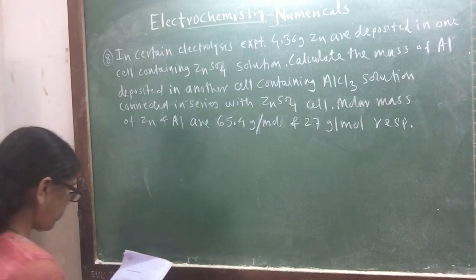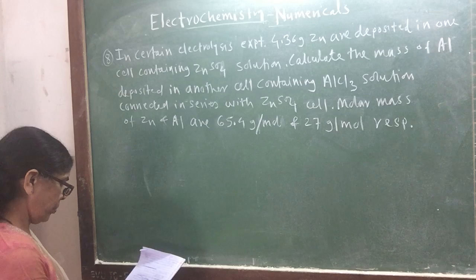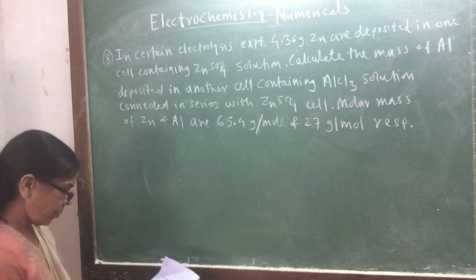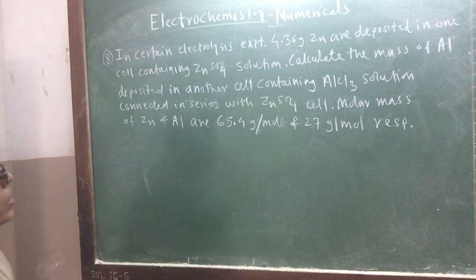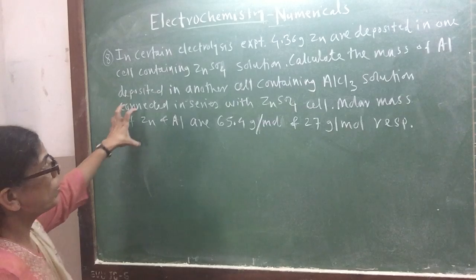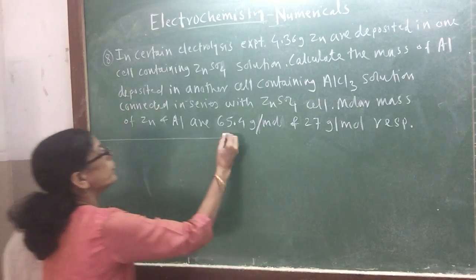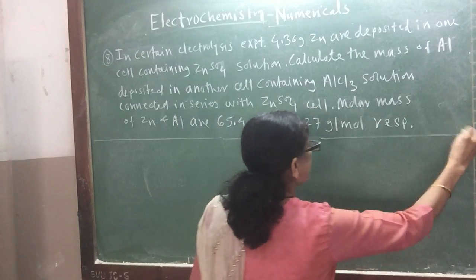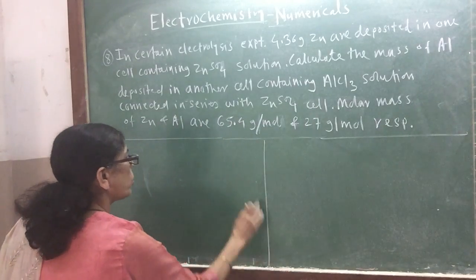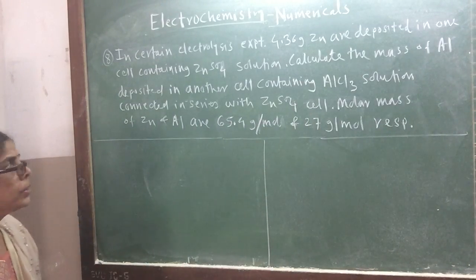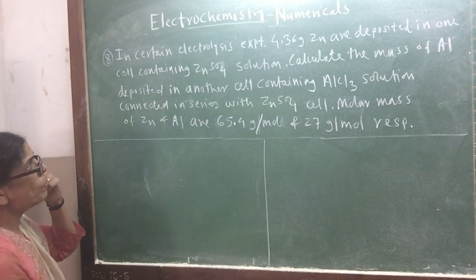See, the same quantity of electricity is passed. Okay, in both the cells the same quantity of electricity is passed. Now see, the theoretical part we have already seen. We will just revise whatever is required for this problem.